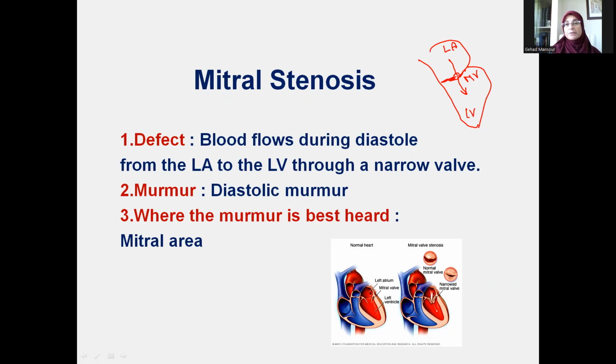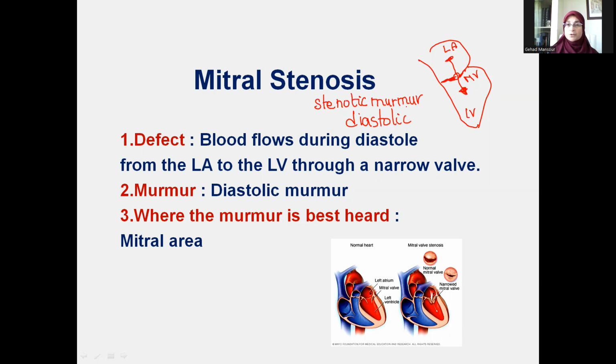So the blood will pass through a narrow diameter, and that's why you will hear a murmur. What is the timing of this stenotic mitral murmur? It is a diastolic murmur. It is a diastolic murmur because blood passes from the left atrium to the left ventricle during diastole.